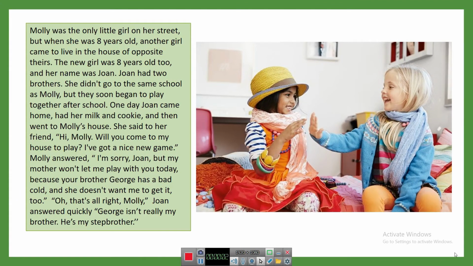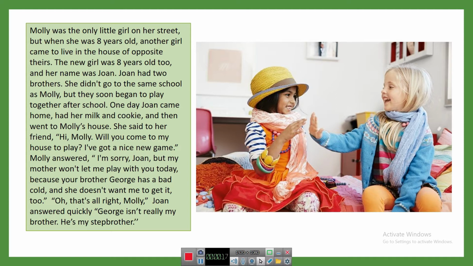Okay, as you can see, here we have a picture of 2 little girls. Are they friends? Are they sisters? Are they cousins? We don't know. So let's read and find out.